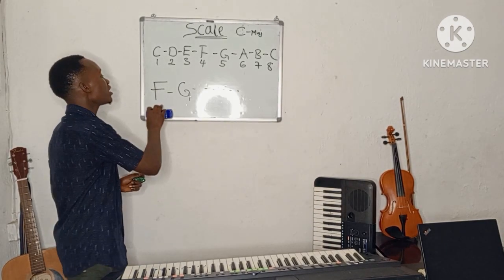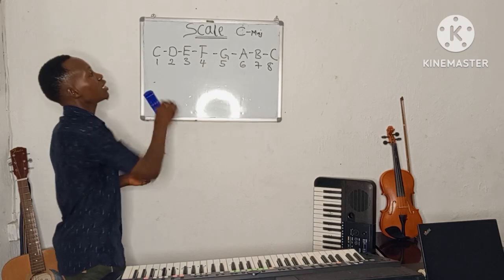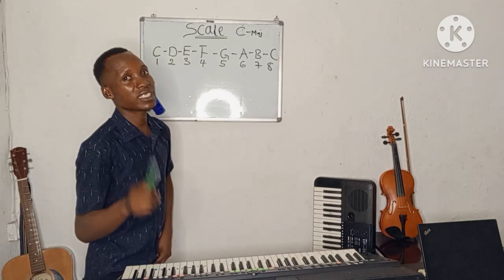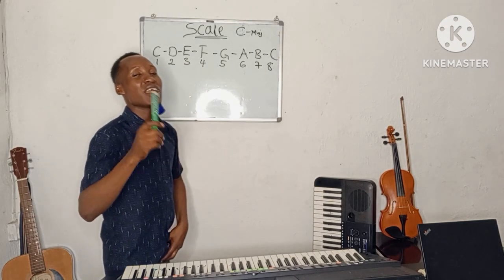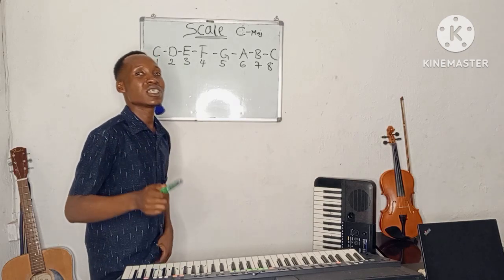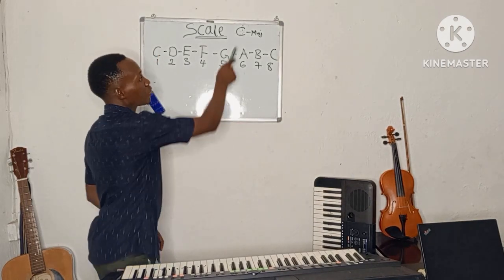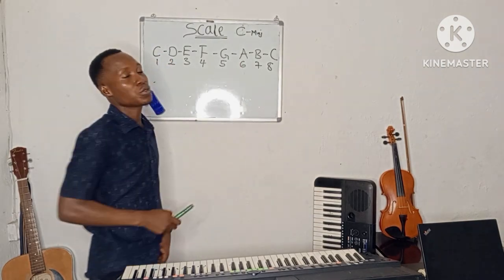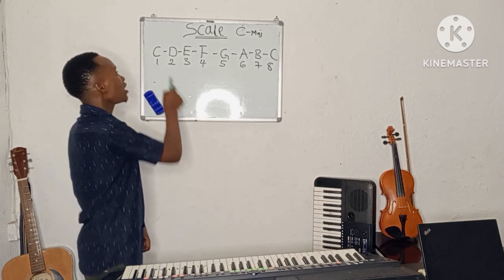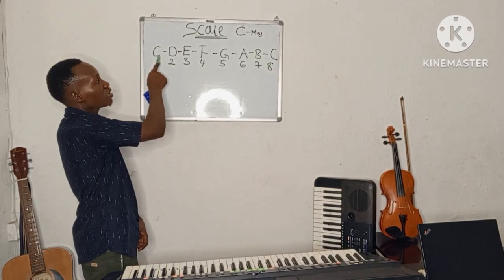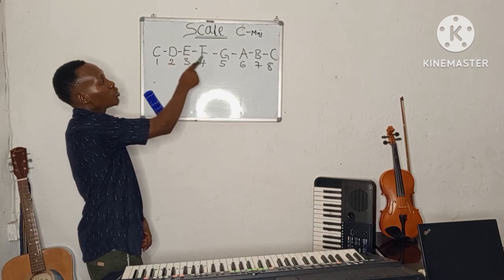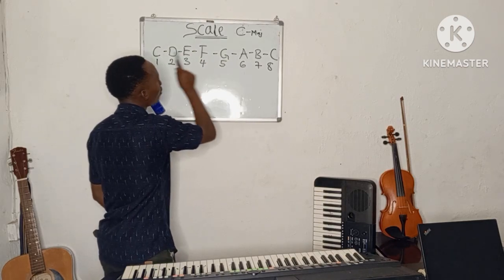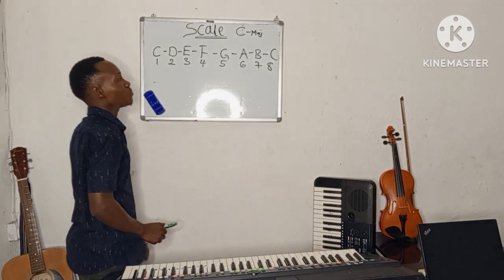Now, when we are talking about the scale of C major, this is the scale of C major written up here. For you to write a major scale, every scale always starts with the letter of the key. Since we are talking about C major, that means our scale is going to start with the letter C. So our notes start with C, and that's why we are starting with C here. Now after C, you move to D, from D to E, F, G, A, B, C. These are the notes or letters that form the scale of C major.